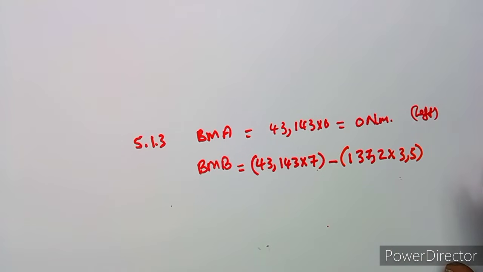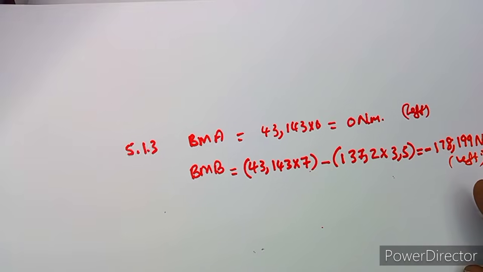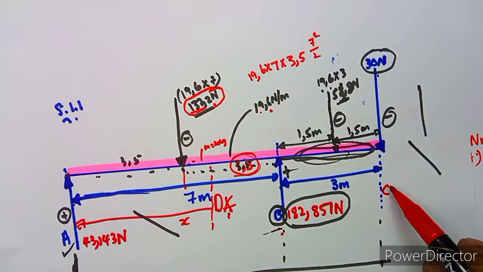All right, so if we simplify, this one is going to be negative 178.199 Newton meter. So this one is from the left, actually we're taking it from the left. Then we have got the bending moments at what?